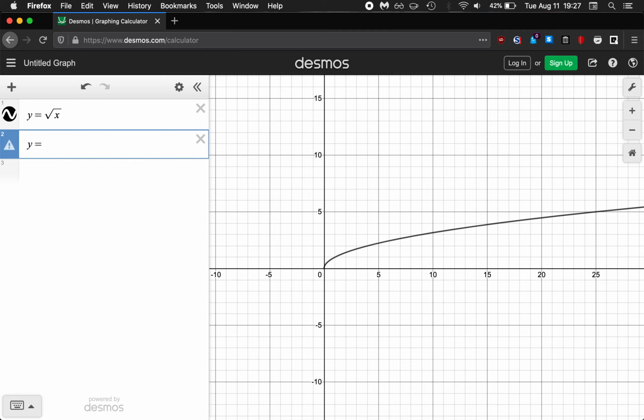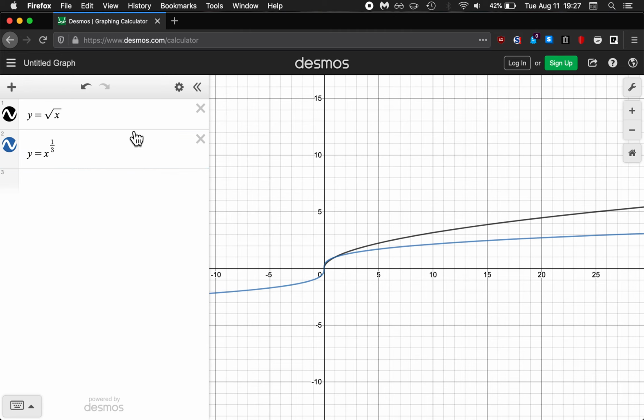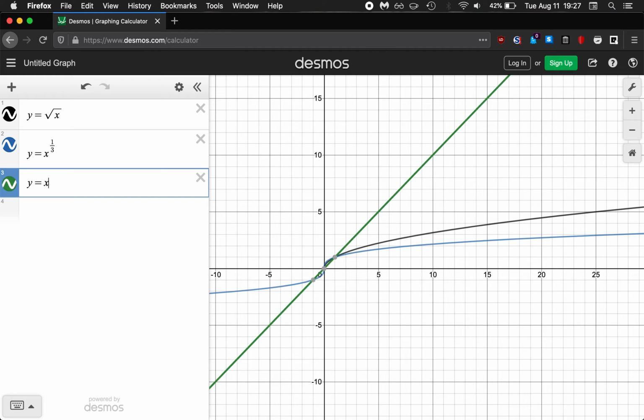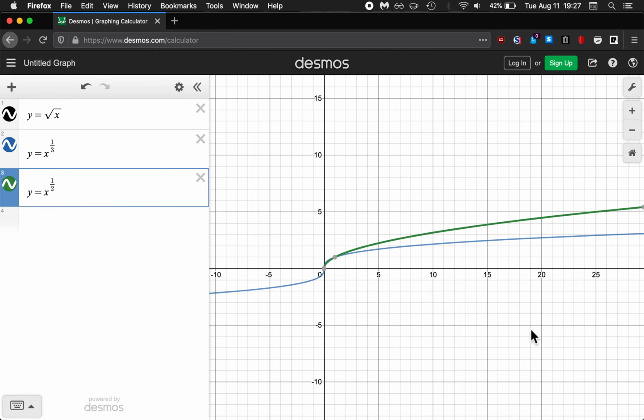Now, there are other radicals too. So I could take something like y equals x to the power 1/3. Now I have to write it as 1/3 because I don't know how to get the 3 radical x notation to work on Desmos. But writing the exponent as a fraction is also fine. So if I wrote instead y equals x to the 1/2 power in green, why, that's exactly the formula here.